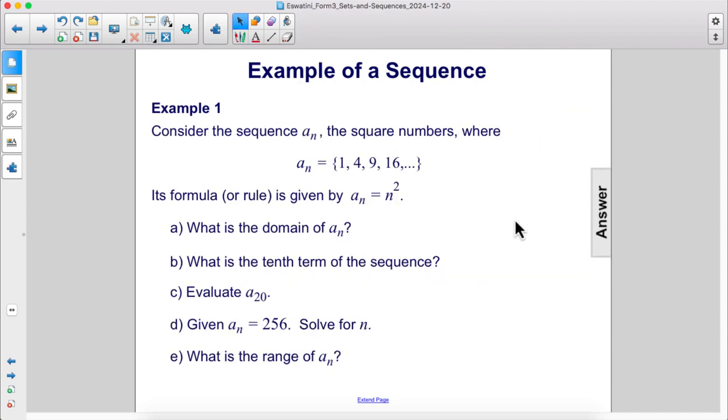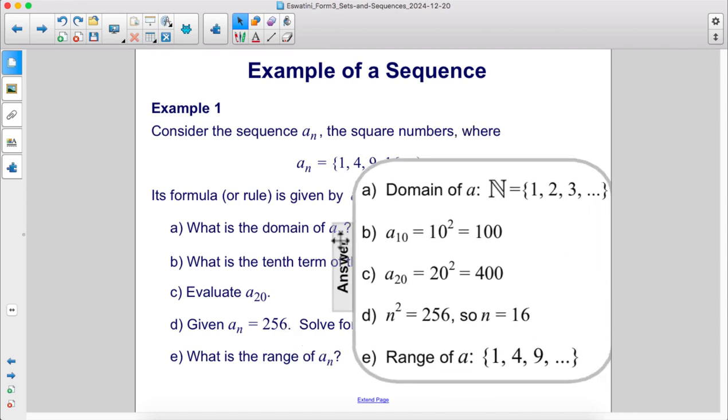Example 1. Consider the sequence a sub n, the square numbers, where an is 1, 4, 9, 16, etc. Its rule is given by an equals n squared. What is the domain of an? What is the 10th term of the sequence? Evaluate a20. Given an equals 256, solve for n. And what is the range of an?